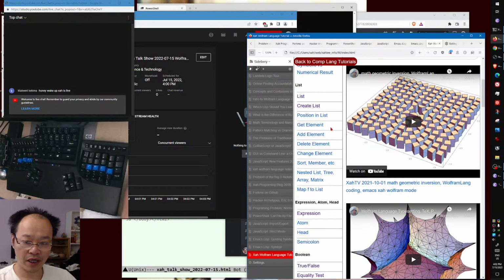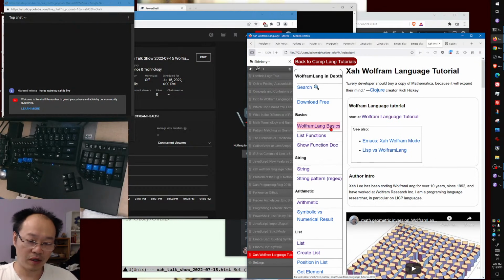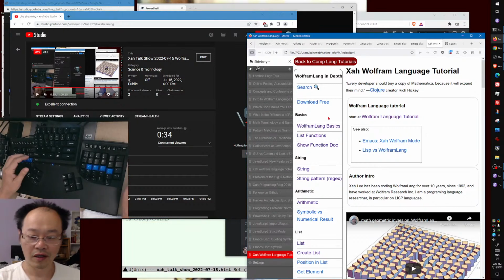Okay, so Wolfram language from the ground up for programmers. It would be great if you have some experience with programming, with Python, PHP, JavaScript, Golang, or any other. If you have some experience with programming, this is for you, but you never used Wolfram language before, and you never used Mathematica before. So this is for you.